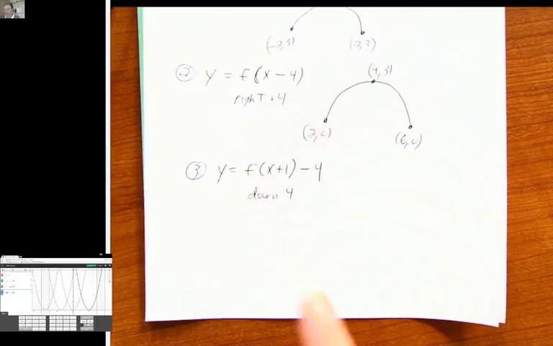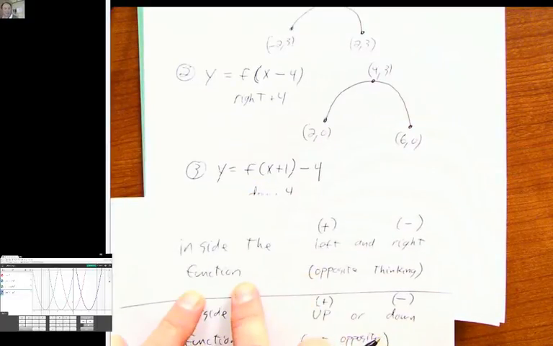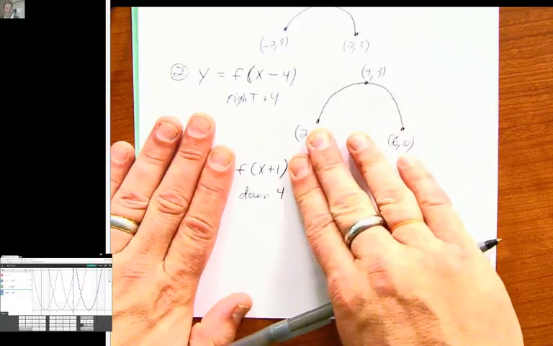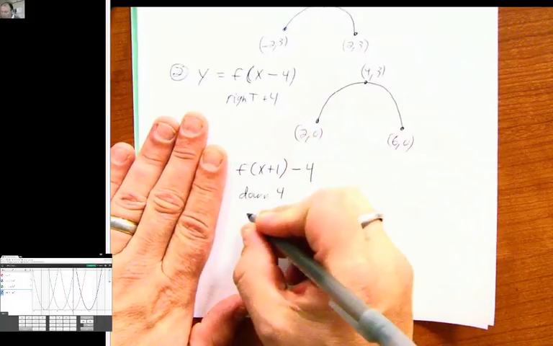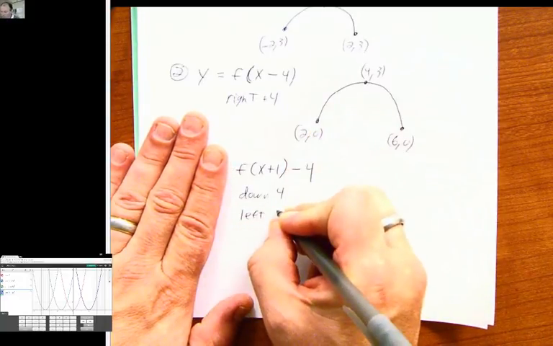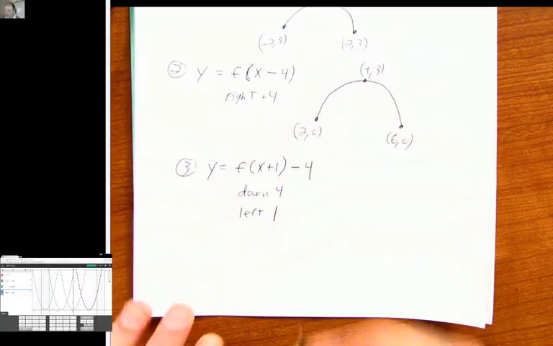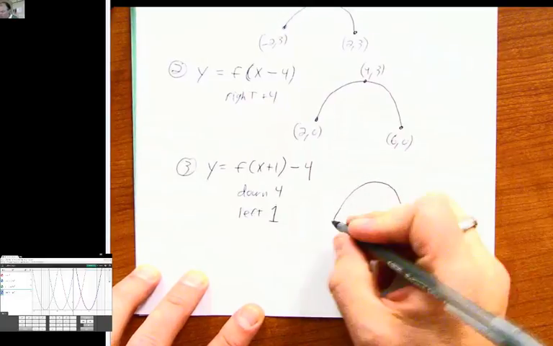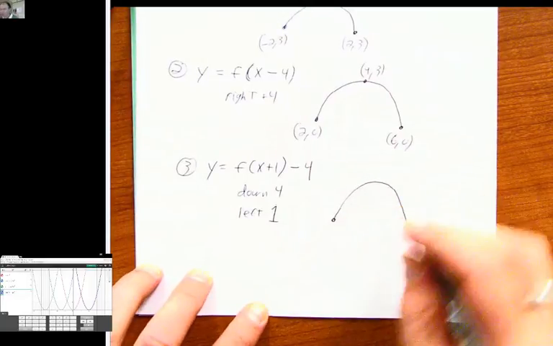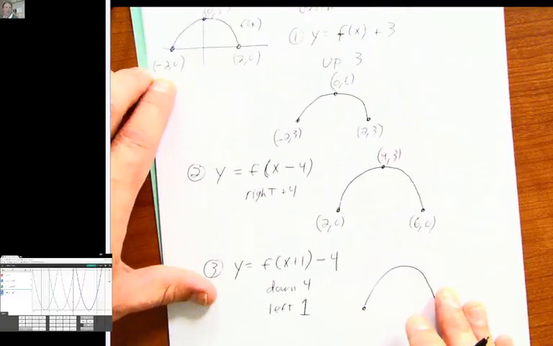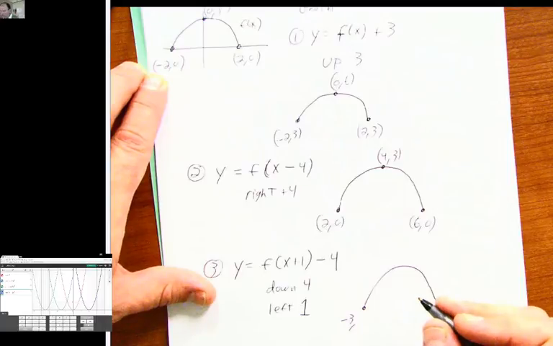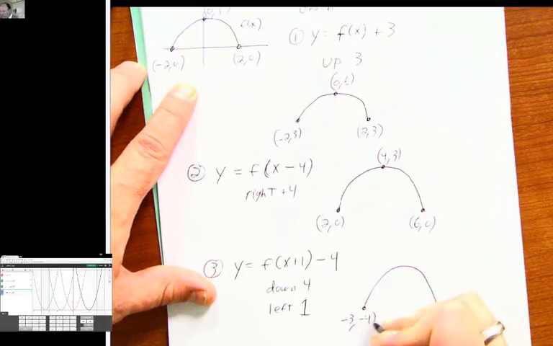And the x plus 1, that is inside the function. You're using opposite thinking. I like to think, when is this function equal to 0? This function would be equal to 0 at negative 1. So that means this entire graph is going left, a distance of 1. It's not going to change the way that the graph looks. It's going to have the exact same look. But if you are at the coordinate negative 2, 0, and you went left 1, you'd be at negative 3. Then if you went down 4, that would put you at negative 4.